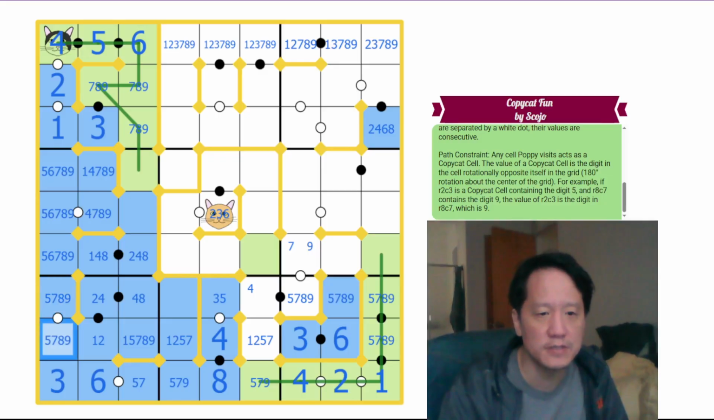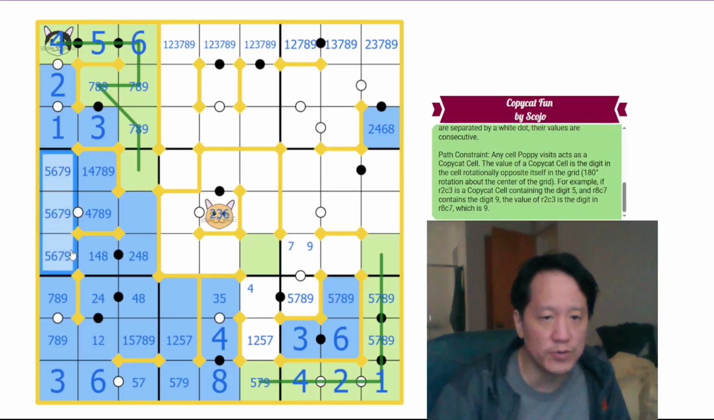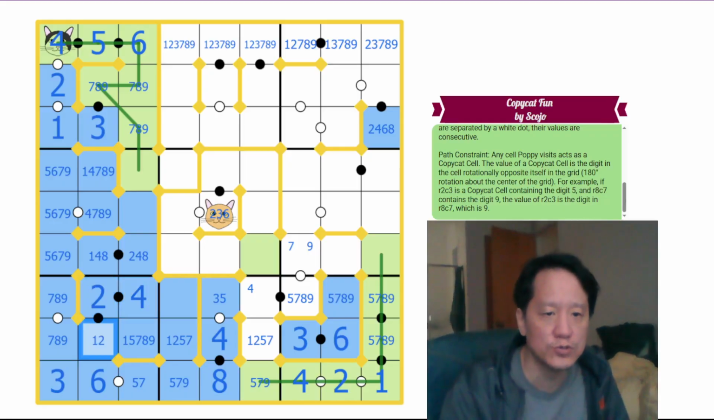This couldn't be 6. These are consecutive. It would have to have an 8 here. So that eliminates 8 in the rest of the column. That means 5 and 6 would both have to be here. So 5 would have to be one of these two. This is 8, so this couldn't be 8 here. That would mean this is 4, 2, and 1.